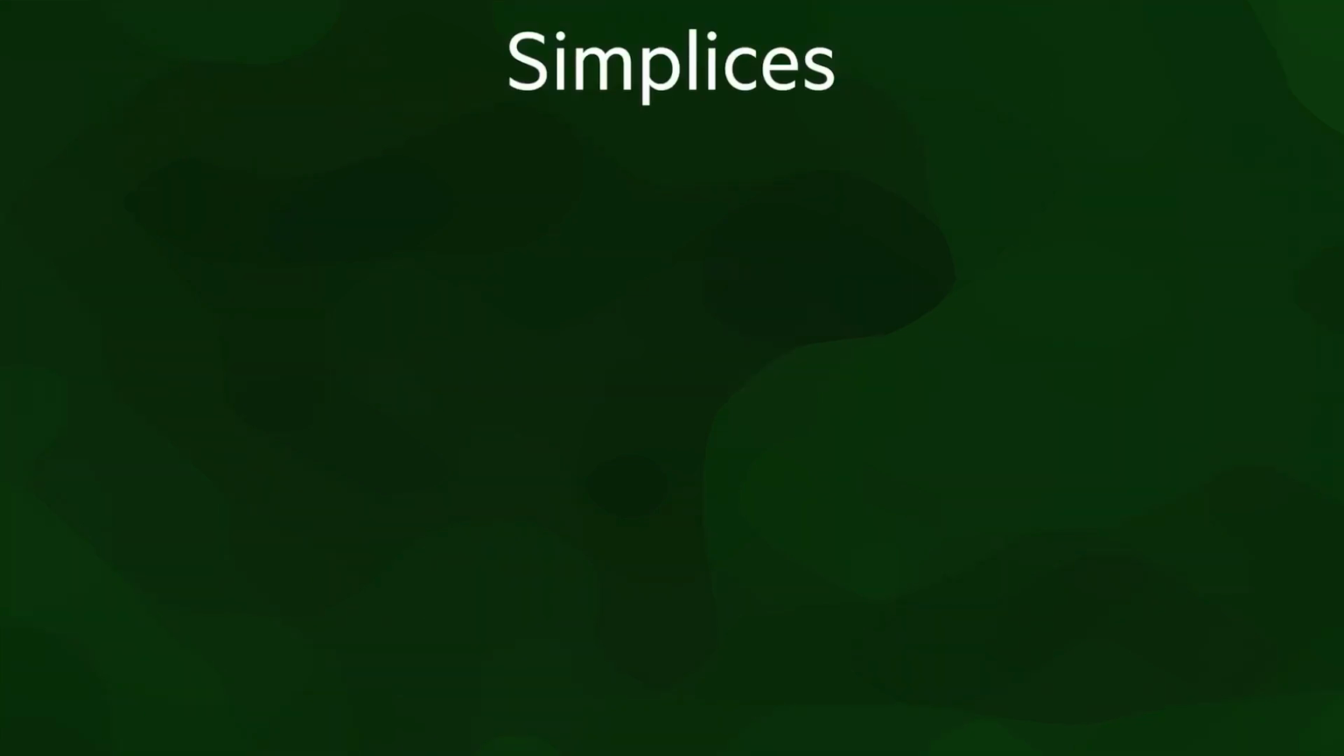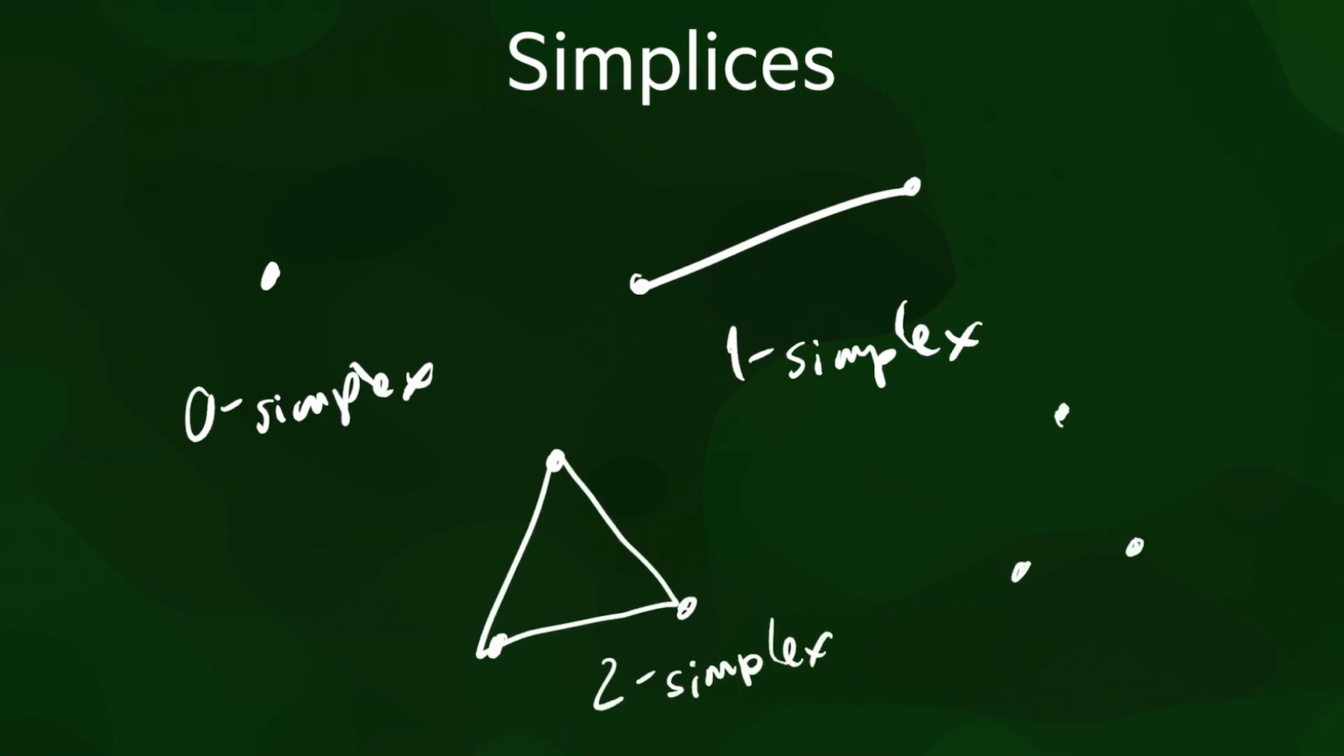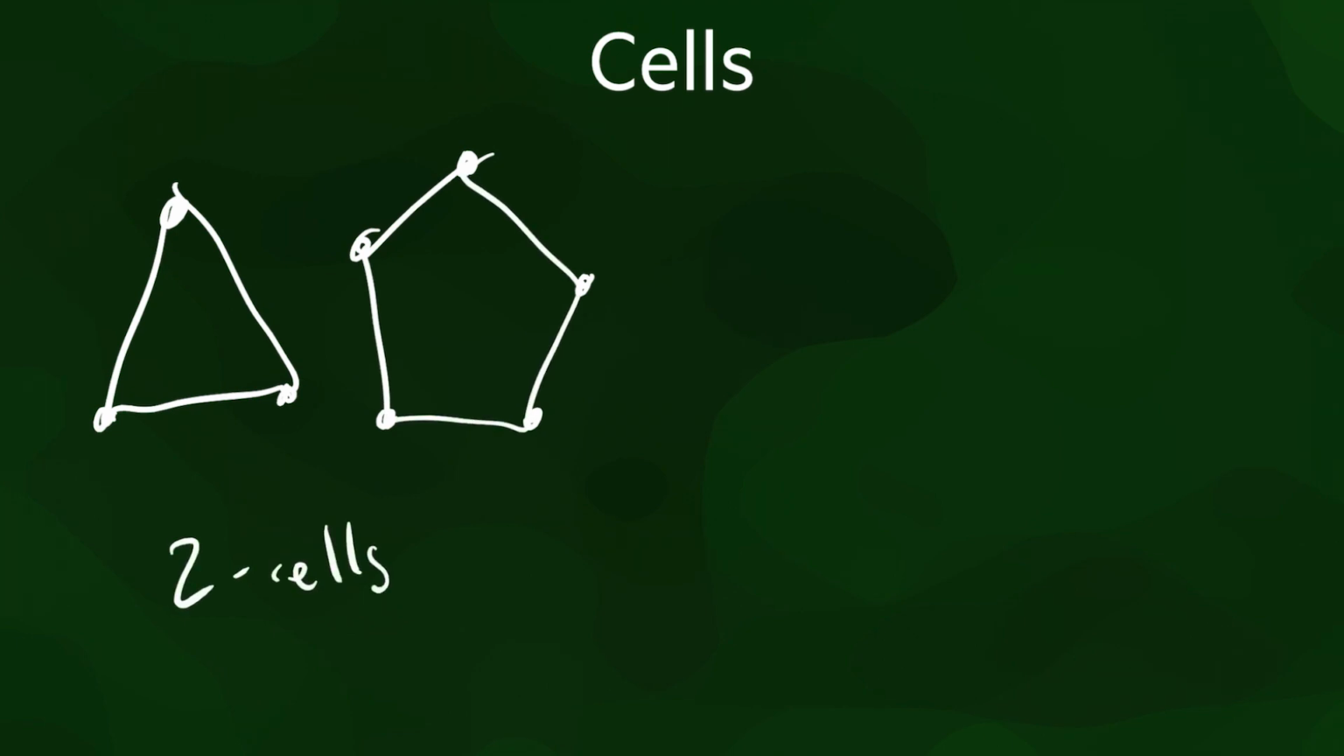A simplex is a primitive that describes the simplest linear geometry that we can make in a particular dimension. A zero simplex is a point, a 1 simplex is an edge, a 2 simplex is a triangle, and a 3 simplex is a tetrahedron. Then, a cell is a primitive that can be used to describe a more complex object of a particular dimension. So, all simplices are cells, but any polygon would also be a 2 cell, and any polyhedron would also be a 3 cell.